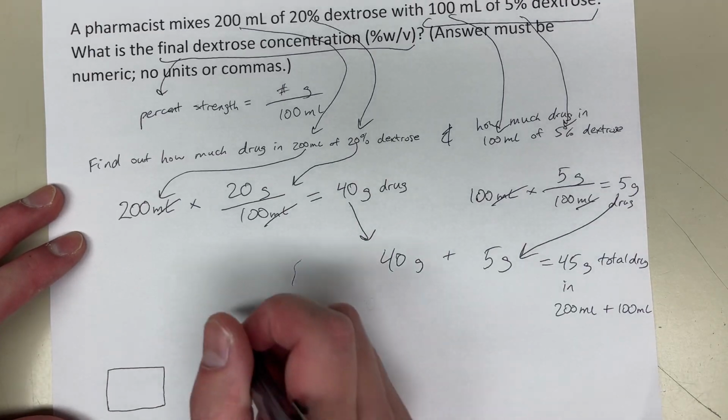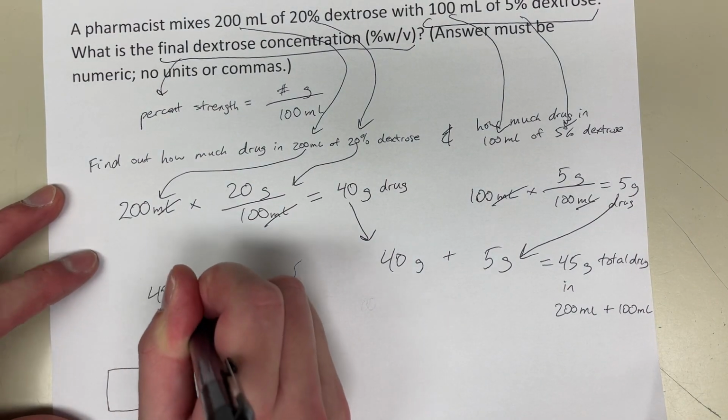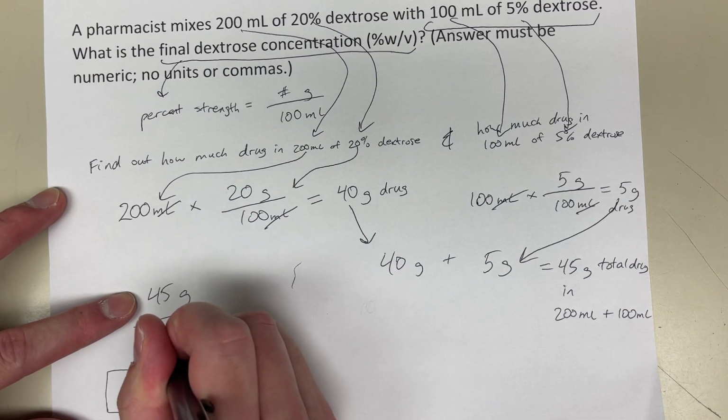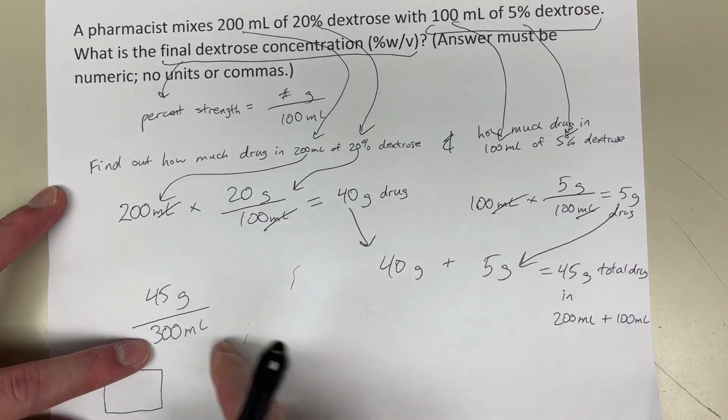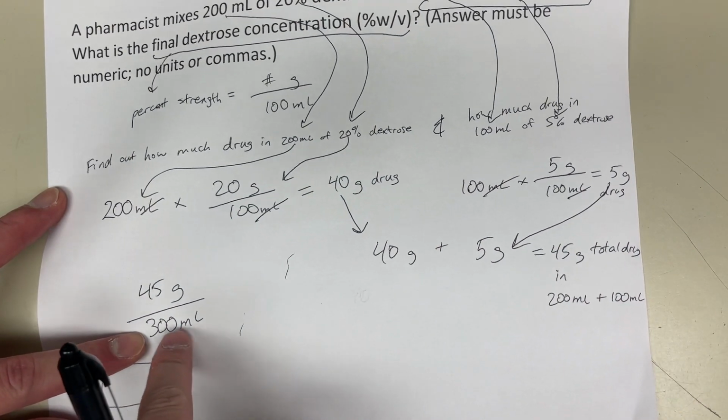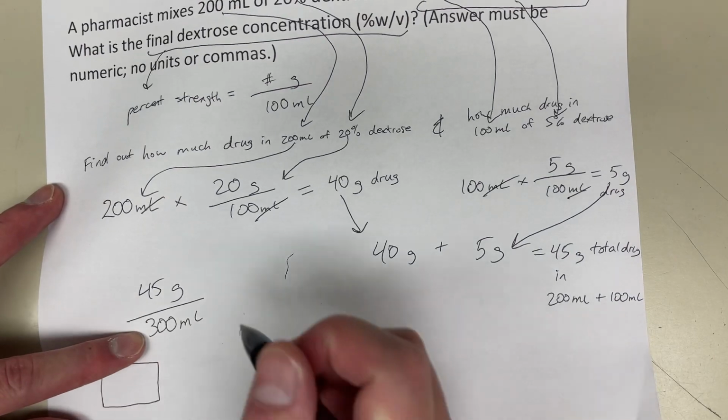So I'm going to have the amount of drug, which is 45 grams. We just calculated that. 45 grams total drug in the solution all over 300 milliliters, which is the total volume. That's 200 milliliters plus 100 milliliters. That equals 300 milliliters here. That's why I got this number, right?